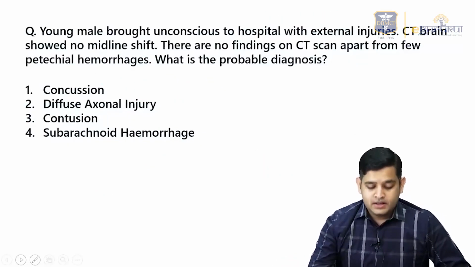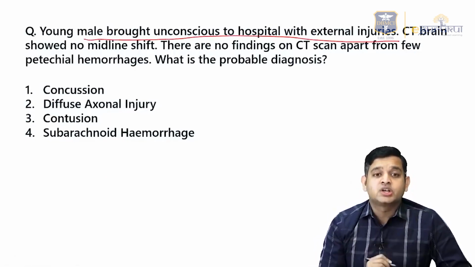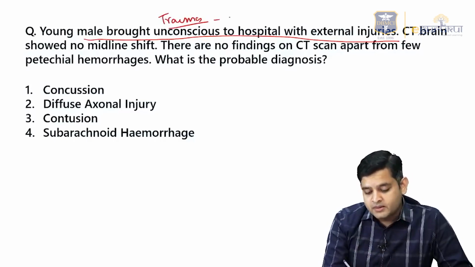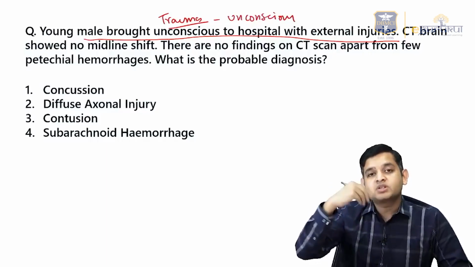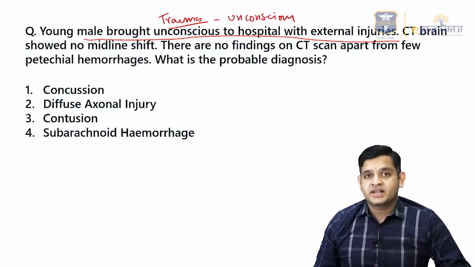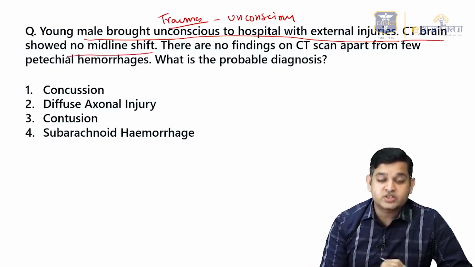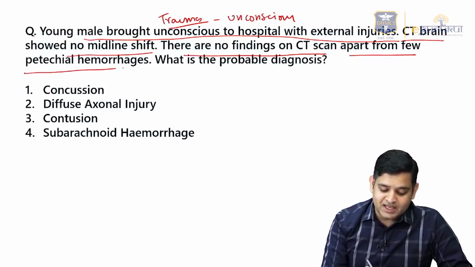Okay. A young male is brought unconscious to the hospital with external injury. What is happening is that there is a trauma, and after the trauma, the patient is unconscious. Keep on seeing what important points are given in the history. The CT brain shows no midline shift. There are no findings on the CT scan apart from a few petechial hemorrhages.